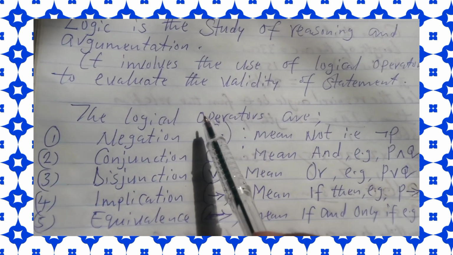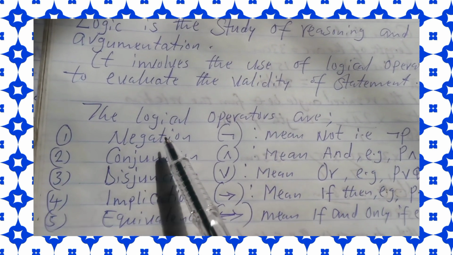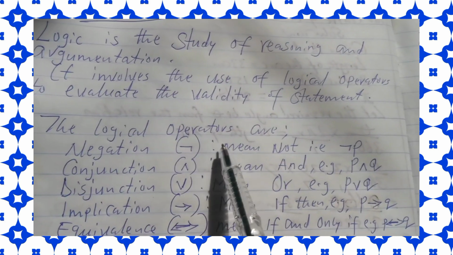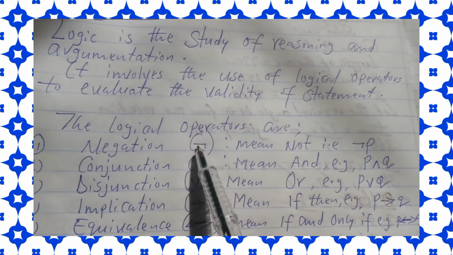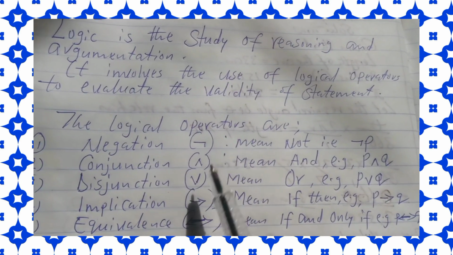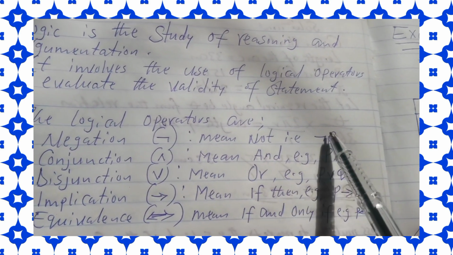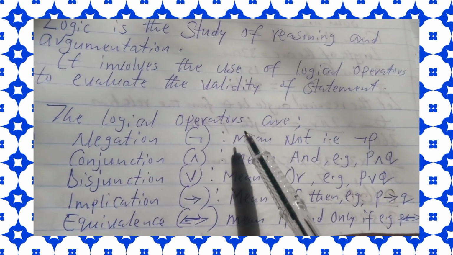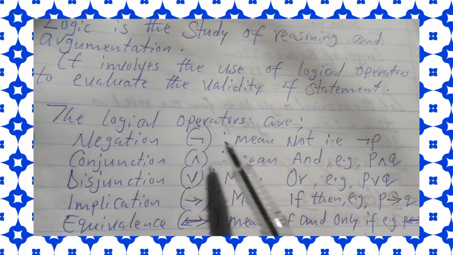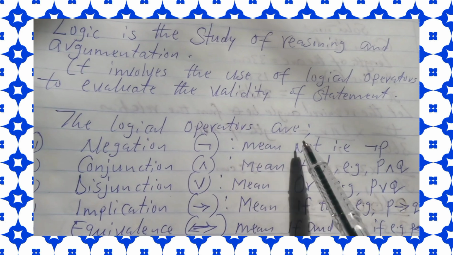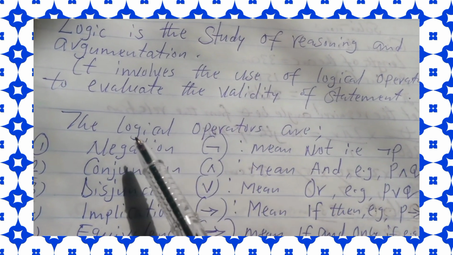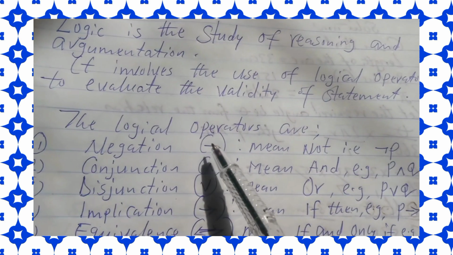The logical operators are: we have the negation, which is symbolized by this symbol, and it means not. When you see this symbol, know that it's not, that is, the opposite. For example, we have not P. So the negation of P means simply that it's not P. It's the opposite of the particular thing we are considering. That is what negation means, and this is the symbol of negation.